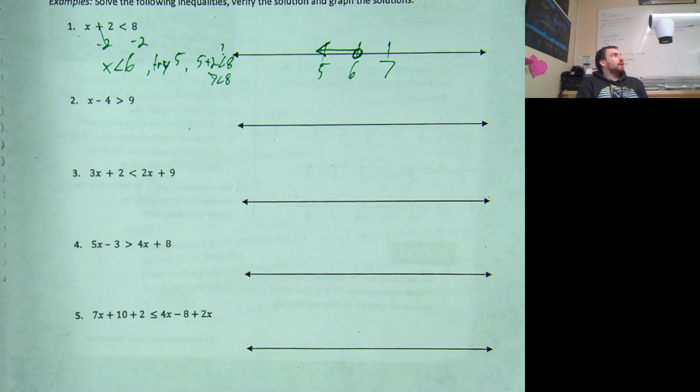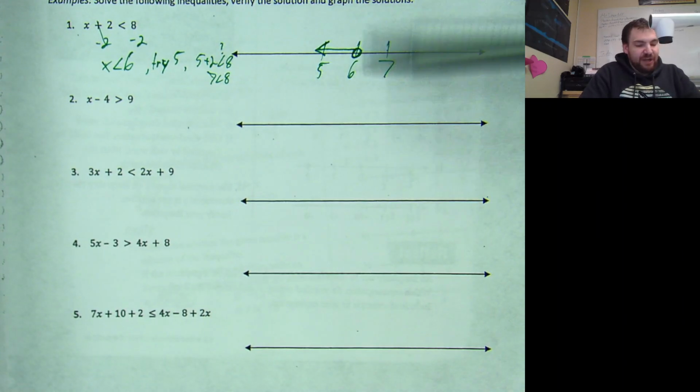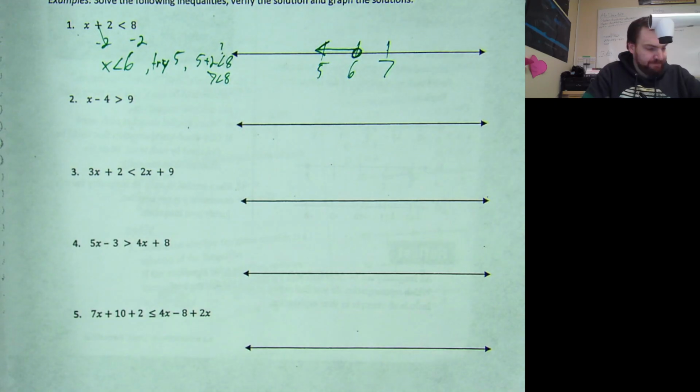Okay, here we go. Go for it. Okay, so what do we got? Number 2, what's it going to look like? Just give me your completed drawing. What the number line should look like, yeah.